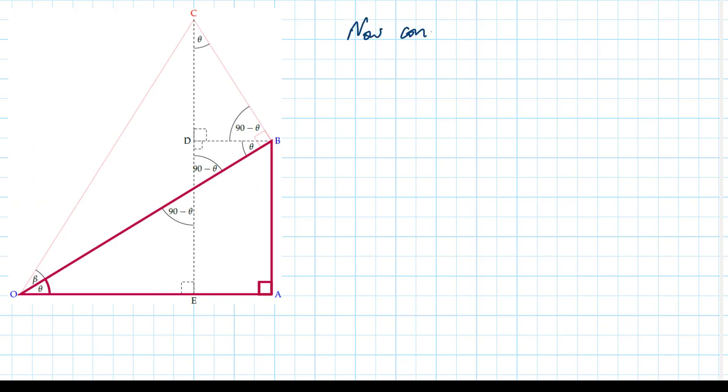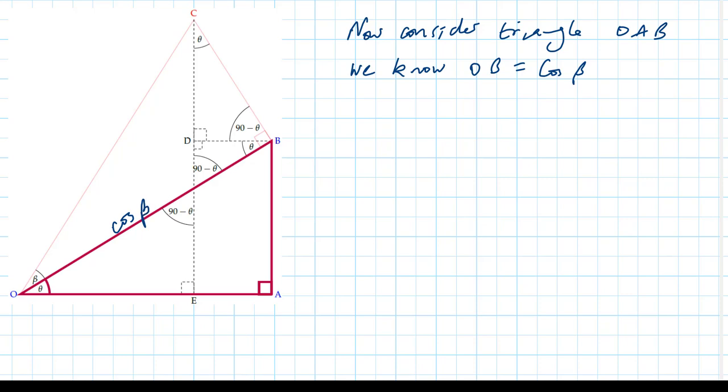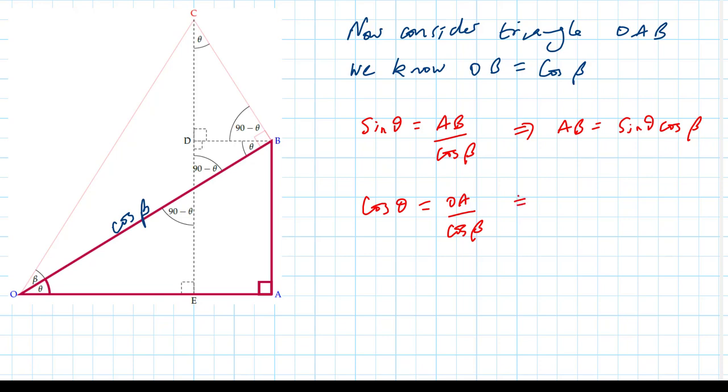Next, we're going to look at the triangle OAB. And by a similar argument, we can identify what the sides AB and OA are going to be. Now, don't forget, we know that OB, which we've already justified, has a length of cos of beta. So, by doing exactly what we did previously, we know that the sine of theta is opposite over hypotenuse, so it's AB over cos of beta. Therefore, the length of AB is sine theta times cos of beta. By a similar argument, cos of theta is going to be the length OA divided by cos beta. So OA is cos theta cos beta. And we've got another important result.